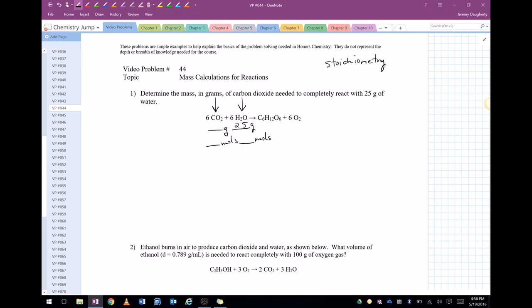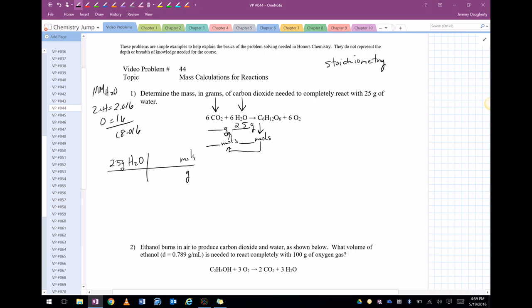All right, so we have 25 grams of water. We're going to go from grams to moles, moles to moles, and then moles to grams. First I'm going to convert grams to moles, so moles on top, grams on bottom. Water, pretty simple. H2O, you've got 2 hydrogens, which is 2.016, and 1 oxygen, which is 16, so that's 18.016. So 1 mole for 18.016 grams.